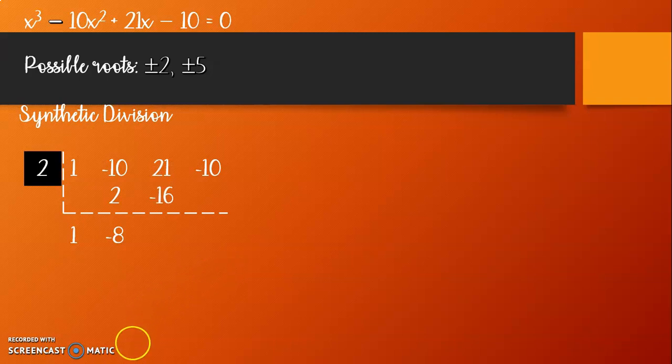Then add 21 plus negative 16 is positive 5. Multiply again 5 with 2, we have positive 10. Then negative 10 plus 10 is 0. So the remainder is equal to 0. Then 2 is one of the roots of the polynomial equation. Now let's try positive 5 to see if this will be a root of the given polynomial equation.